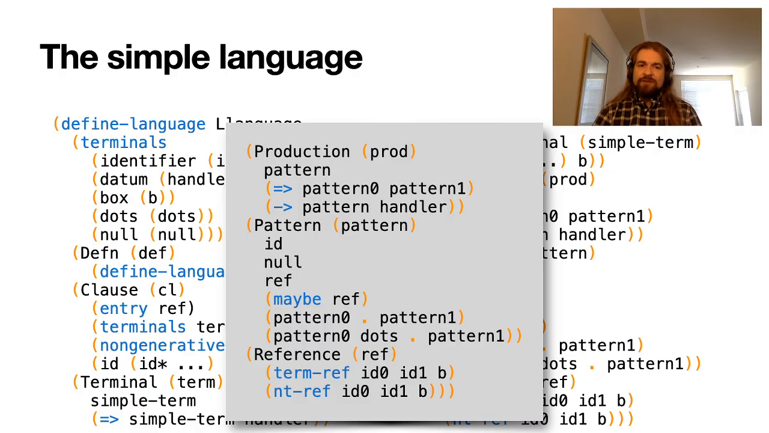And then finally our references. References are either a terminal reference or a non-terminal reference. In the cases where it's a terminal reference, well, in both cases actually we have ID 0. This is the meta variable that originally appeared within the syntax that the user handed us. ID 1 is the name of that terminal or non-terminal. And then B is the box that contains the pointer off to the terminal that this represents or to the non-terminal that this represents. And so that's the simple language.